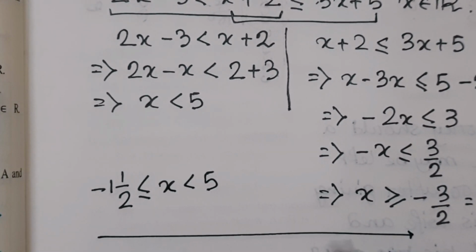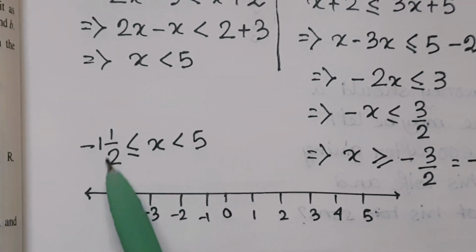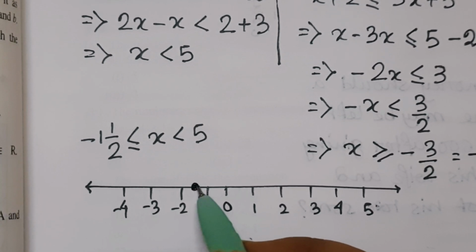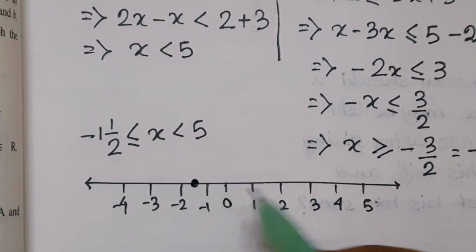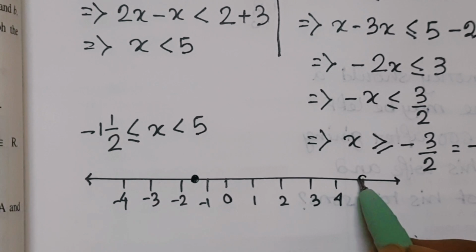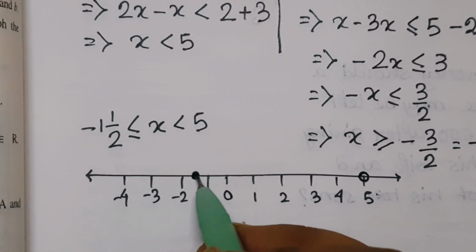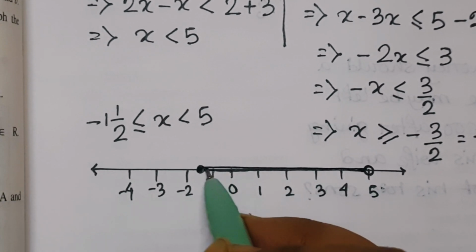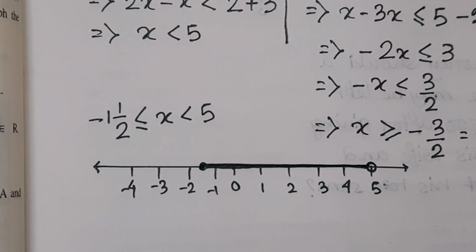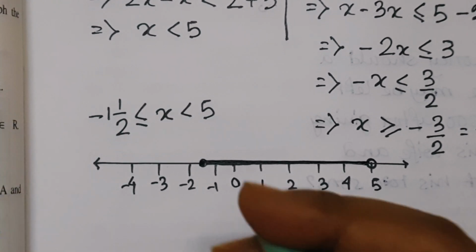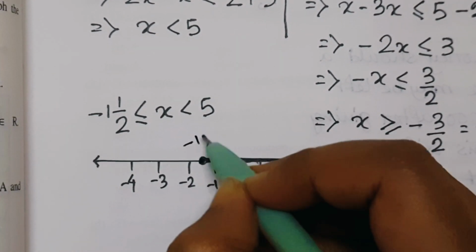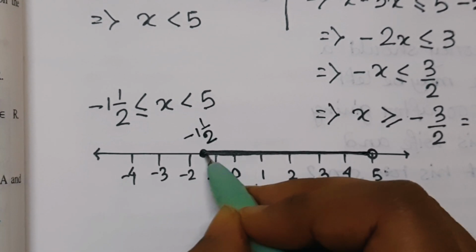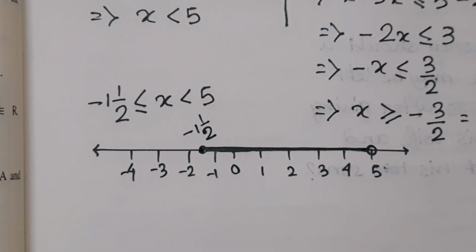So if you draw it, minus 1 and a 1 by 2 will be this point. Here it will be a darkened circle, and this is less than 5. So this will be our range. See, this one is minus 1 and a 1 by 2. That's why, in between minus 2 and minus 1, there will be minus 1 and a 1 by 2.